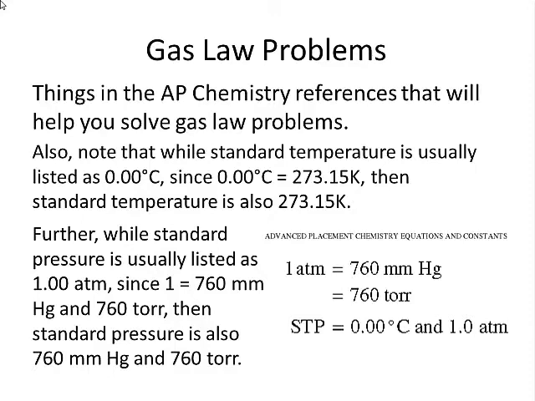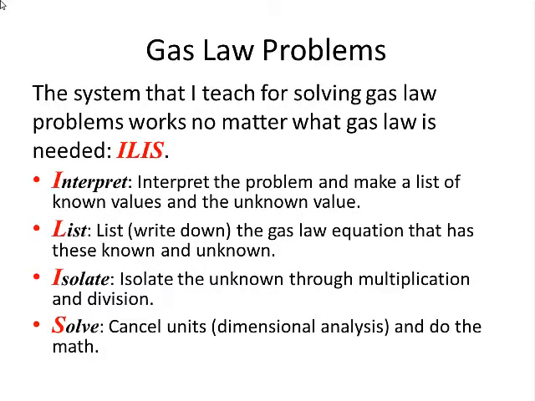But the references show you that 1 atmosphere is 760 millimeters of mercury, which is also equal to 760 torr, which we went over a while ago. So you know then that standard pressure, in addition to being 1 atmosphere, is also 760 torr and 760 millimeters of mercury. Maybe this will help you.